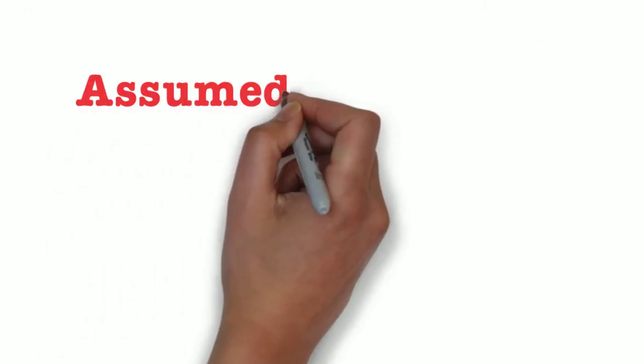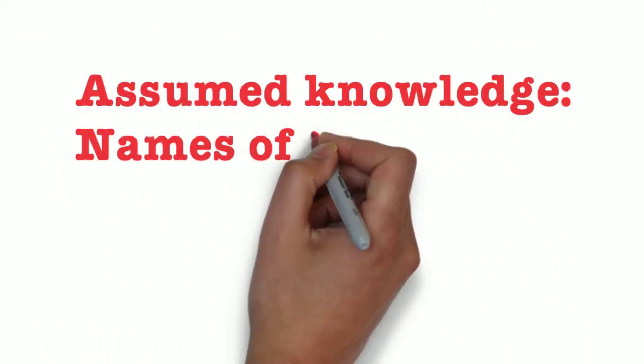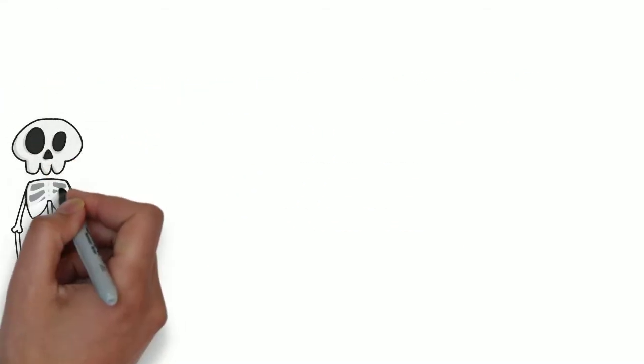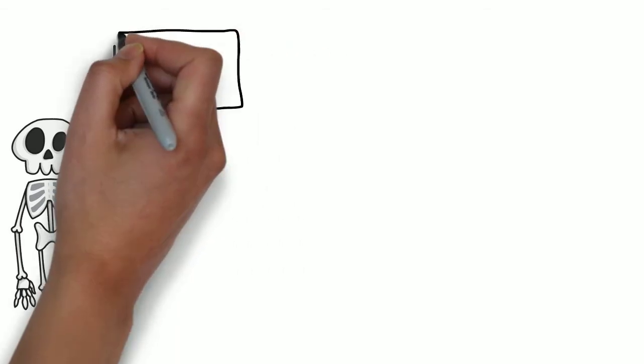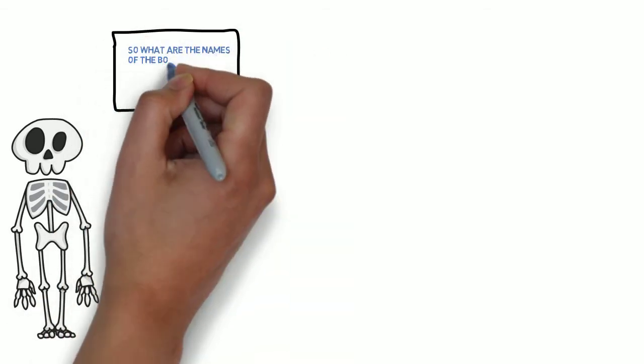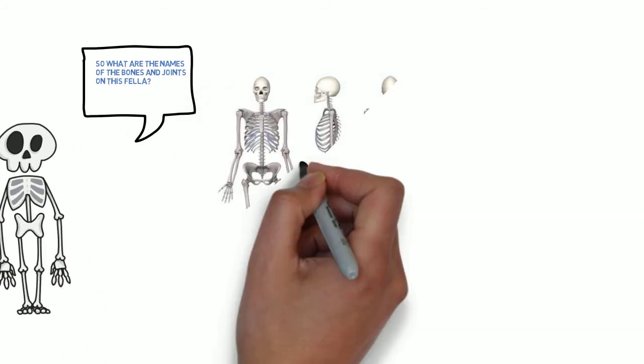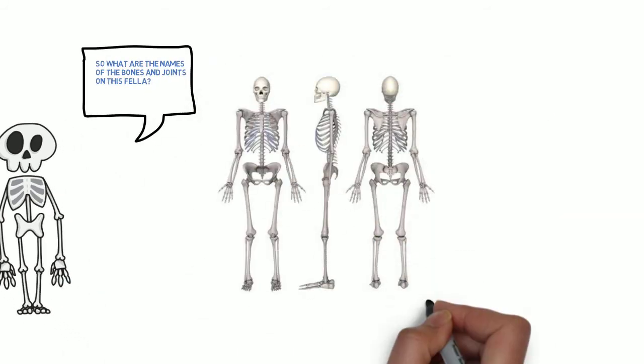So first of all, there is some assumed knowledge from your GCSEs. That's the names of the bones, the joints, and also the joint types. So let's have a look at some of those. When you have a look at this diagram, what I want you to do is pause the screencast and identify all of the bones and joints that you know. So just pause the screencast now.